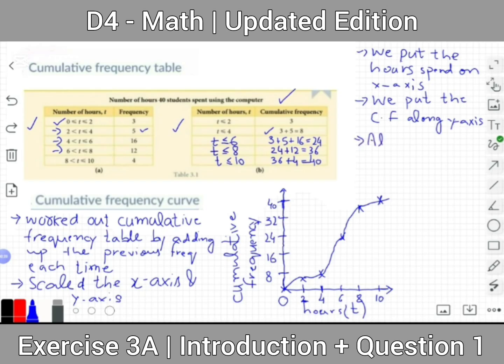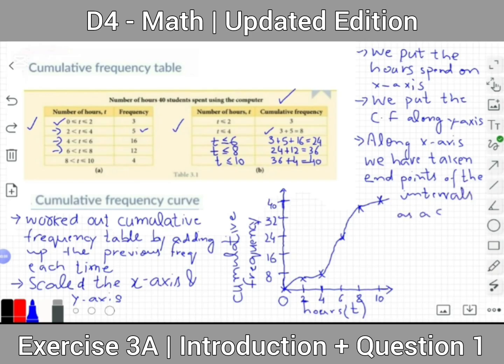Along x-axis, we have taken the endpoints of the intervals as scaling points.